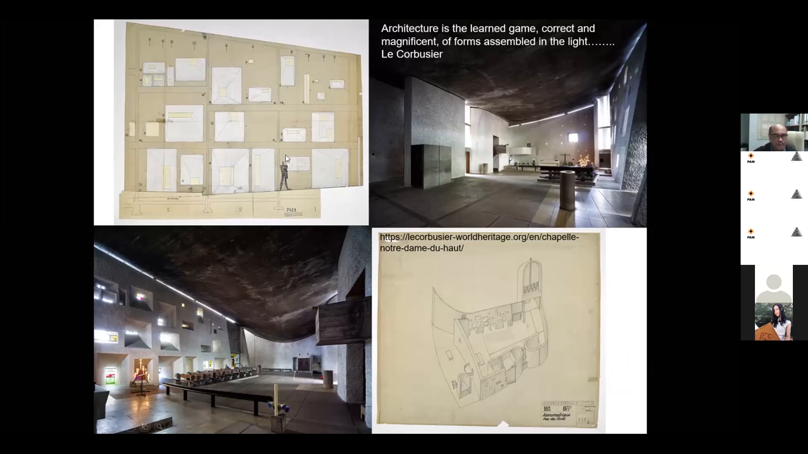You notice the modular figure, and he tried to have natural light come into the chapel to give a spiritual feeling. And of course, the raw material and the structure also blend in well with the natural light that filters into the interior. So to him, architecture is the learned game, correct and magnificent, of forms assembled in the light. So you need light also to accentuate, to enhance the spaces and also to bring life to your static forms.